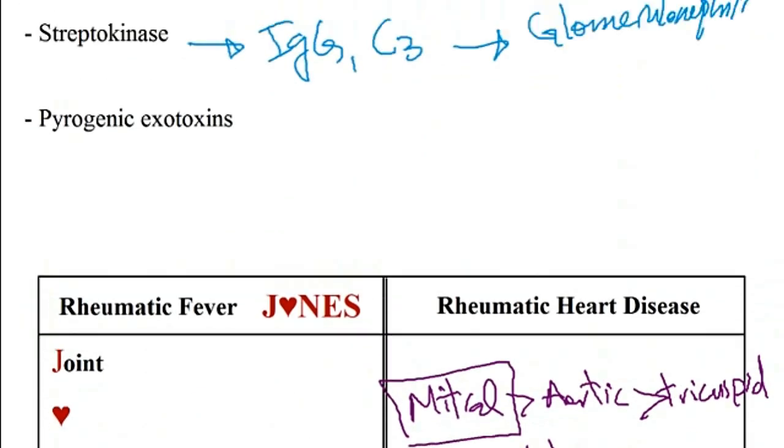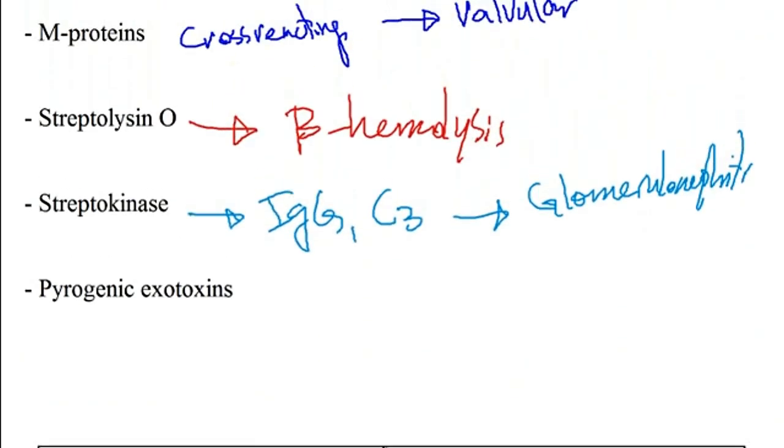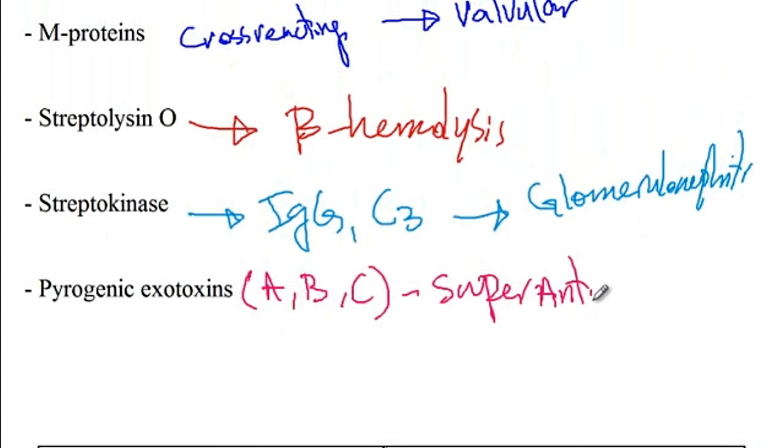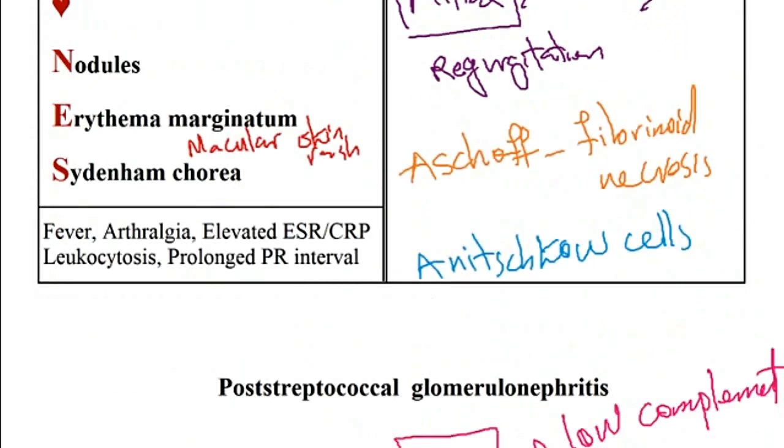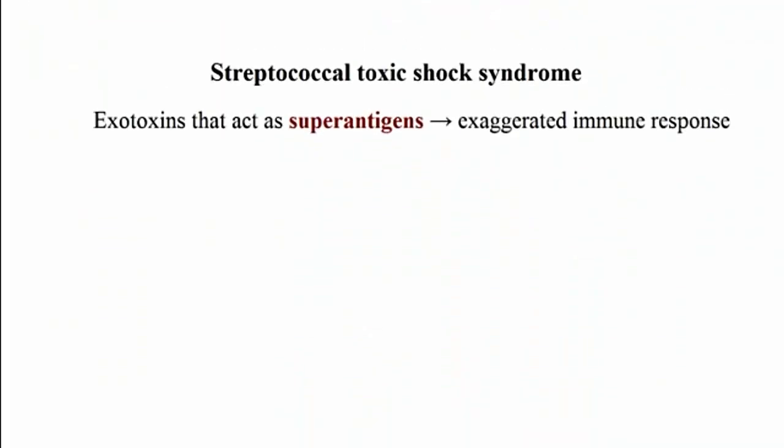And then the final virulence factor I would like to discuss with you is the pyogenic exotoxins A, B, and C. These exotoxins can act as superantigens, which can lead to Streptococcal toxic shock syndrome. So next I'd like to discuss Streptococcal toxic shock syndrome with you.